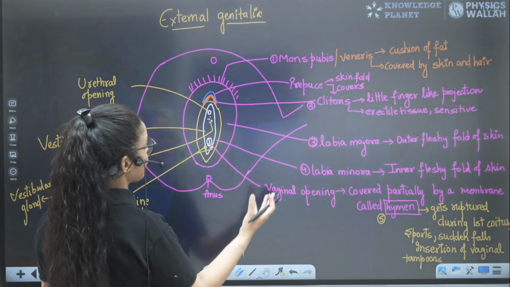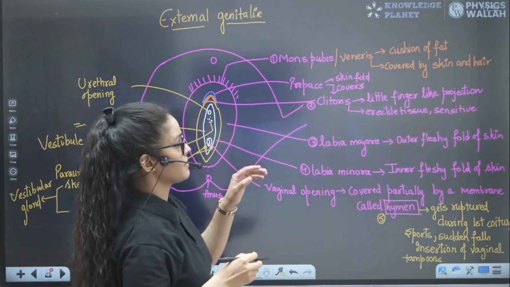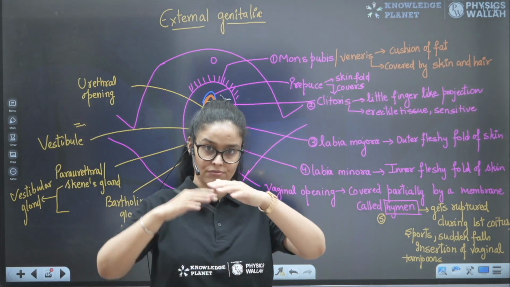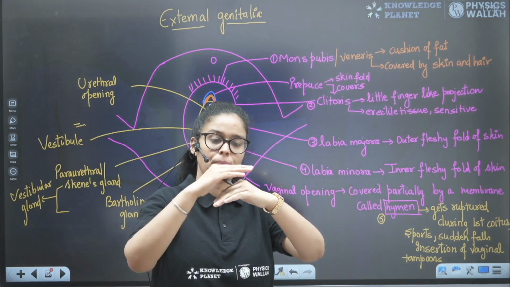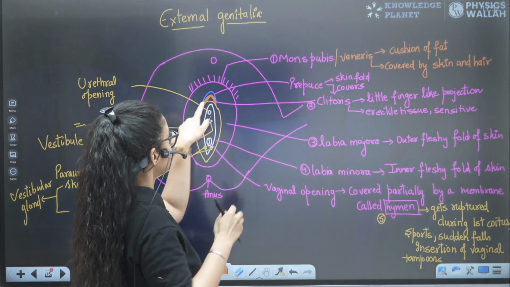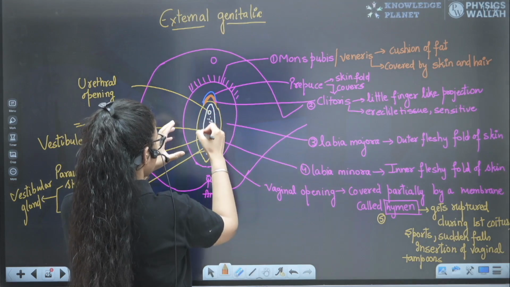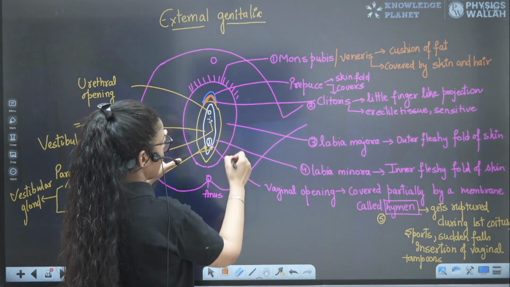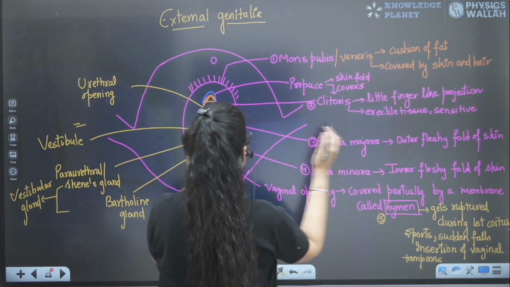So, easy diagram: mons pubis or mons veneris is the cushion part, right? If you see from outside, it is the cushiony part covered with pubic hair. So that is the mons pubis. Then this fold of skin is known as the labia majora, the outer fleshy fold of skin.